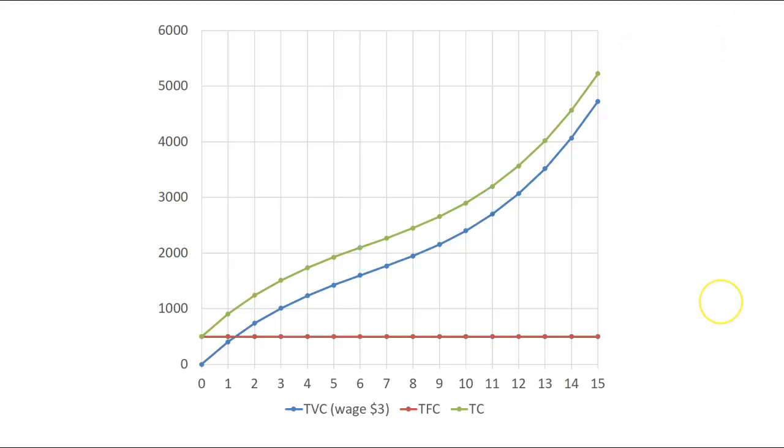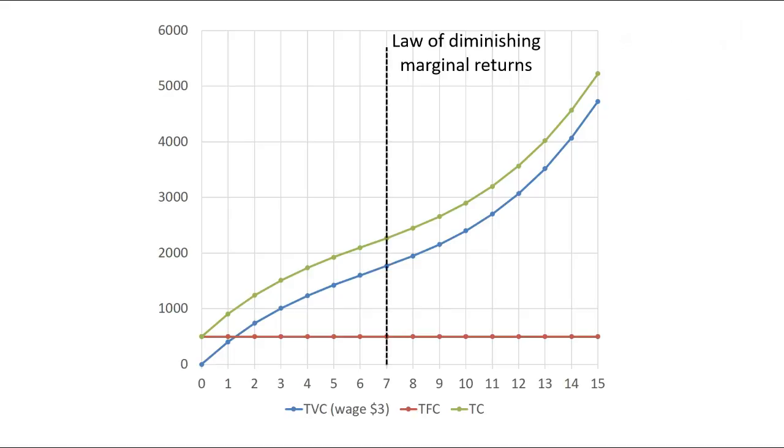And I said that the slightly interesting thing about this was that after the 7th unit of output, that is, after the point at which the law of diminishing marginal returns to a variable input comes into play, we can see that the total variable costs, and thus the total cost curve, will go up at an increasing rate, because the firm has to employ ever greater quantities of additional workers. So that's that for the total costs.